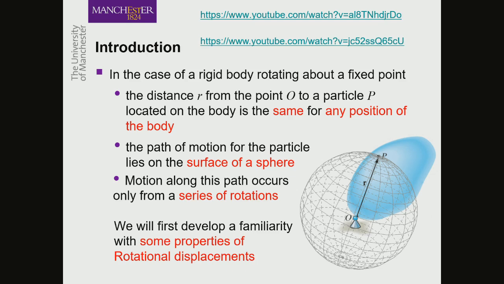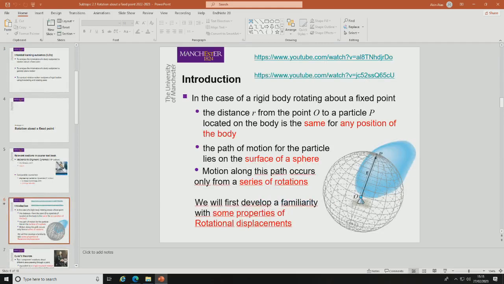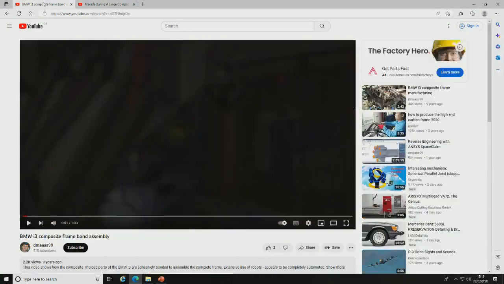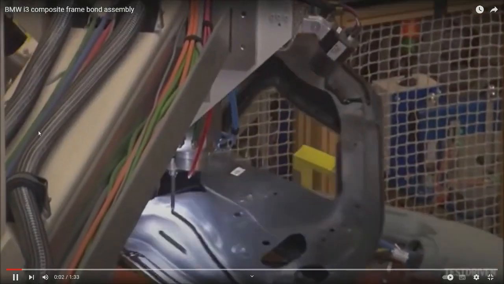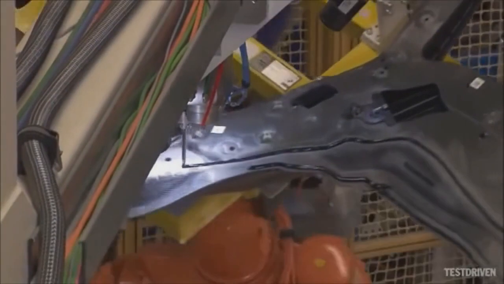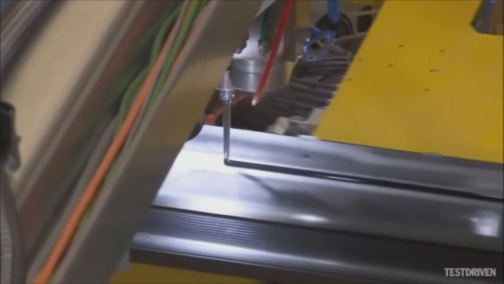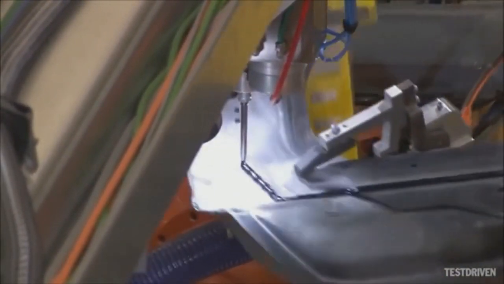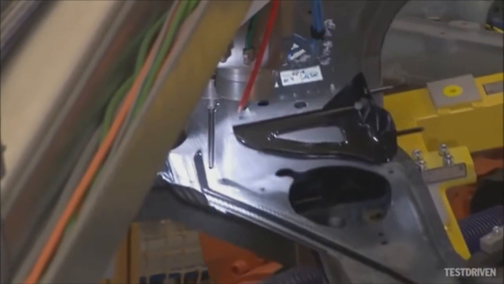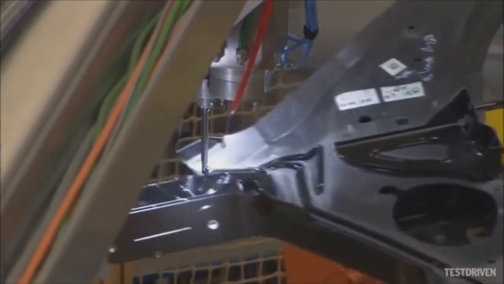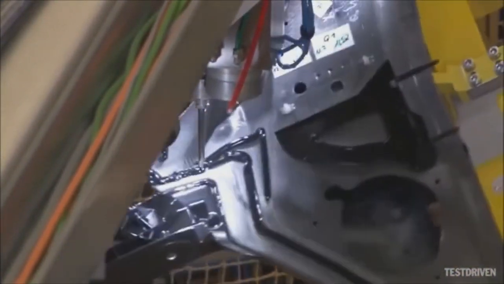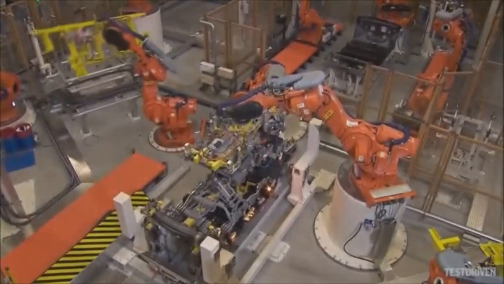So here, it is obvious that we are talking about rotational displacements. While you are distributing the balloons, please try to watch the videos and try to analyze what type of motions we are having around fixed points. This is the BMW i3 composite frame. Just try to see what kind of motions we have. Rotation about a fixed point.